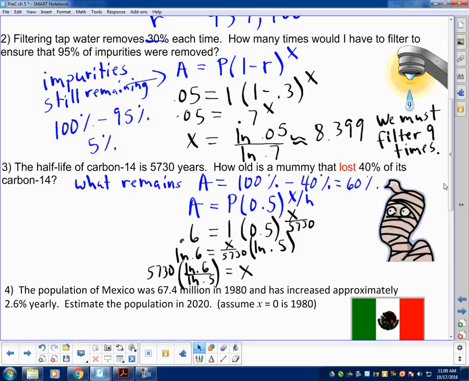You should get right around the Egyptian Empire time here, 4,222.8 years old. So x should be, we'll use squiggly equals, about 4,222.8 years old.